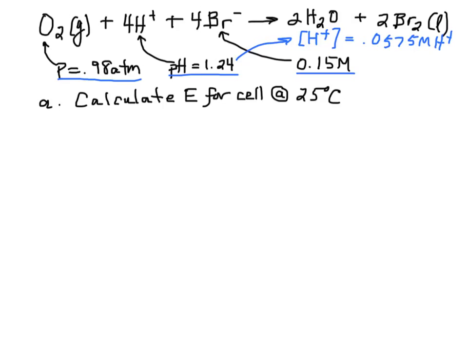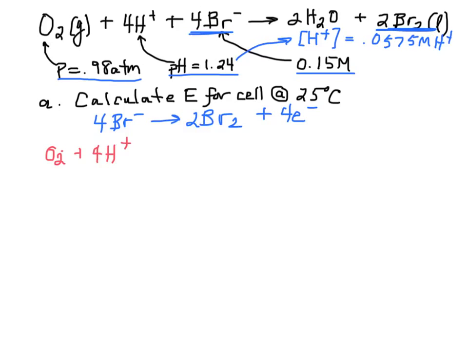So what we want to know is, what's the voltage for our cell now that we're not at standard conditions? The first thing we have to do is find the standard voltage, and we do that by first writing our half reactions. So 4Br- goes to 2Br2, and hopefully you can see there are 4 electrons involved there. Then I'll take the other half reaction, O2 plus 4H+ gives me 2 waters, and again I need 4 electrons over here to make it even.